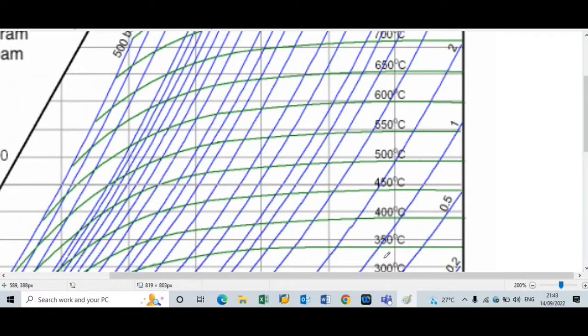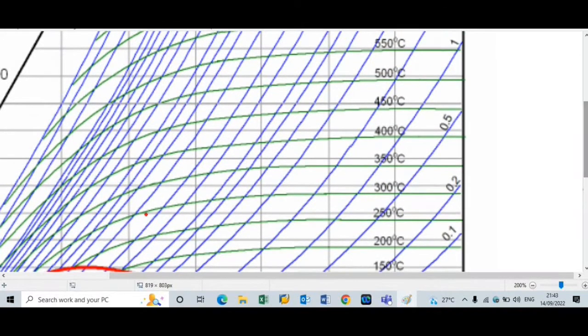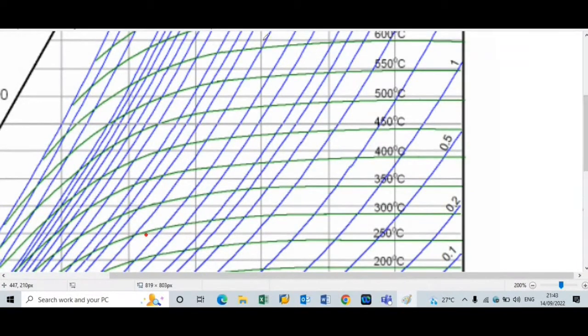Here we have 300 degrees Celsius, 350, 400, 450 and so on. These are the temperature lines, and these are the pressure lines. Between 20 and 30 we select the middle line for 25 bar pressure, and the temperature 274 is below 300 degrees Celsius. Here is the exact temperature of 274 degrees Celsius. So this is point 1.